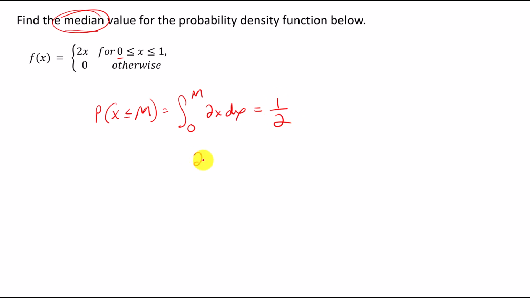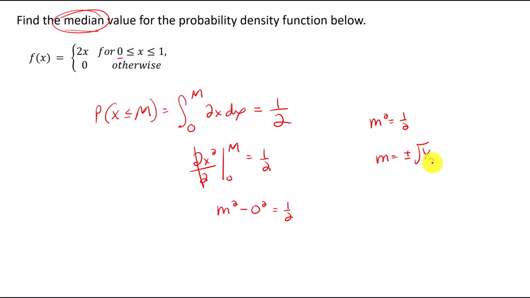So now I'm going to add a power and divide by that power. This is my integration. These will cancel. From 0 to m equals 1/2. When I plug in m in here, I get m squared minus 0 squared equals 1/2. So m squared equals 1/2, and m is equal to plus or minus the square root of 1/2. Now, when I do the square root of 1/2, I get 0.707. So normally I would have the positive 0.707 and the negative 0.707. But notice that this only works from 0 to 1, so I'm not going to use the negative value, only the positive value.